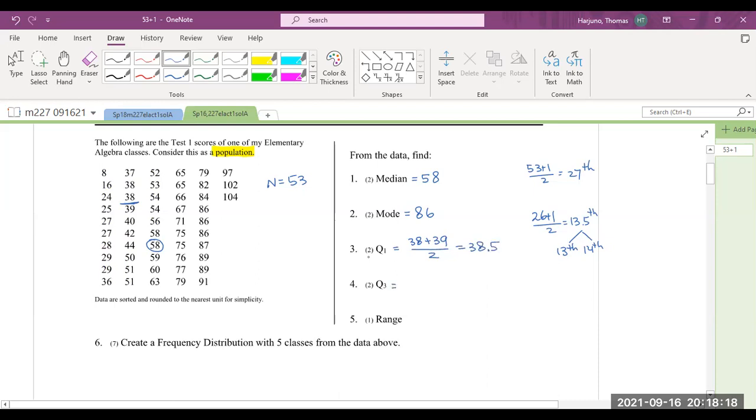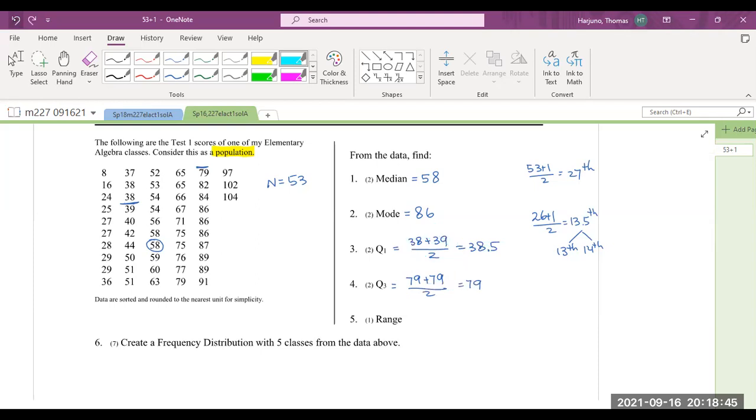Data number 13 from the top is 79. Data number 14 from the top is also 79. So 79 plus 79 over 2 equals 79. Okay, so every time you get the median, the first quartile, or the third quartile between 2 numbers, you have to write this before you give me the answer. Okay, keep that in mind.